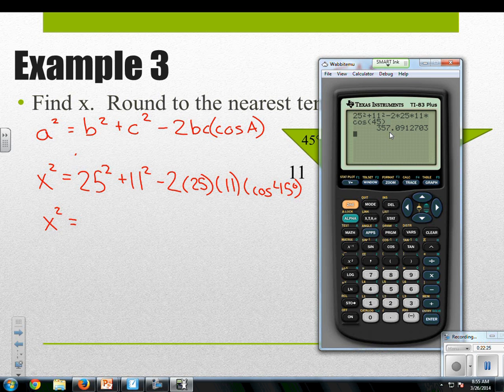Try again, then. I got 357.09. Yep. So we don't have to add any parentheses in there. A lot of times, Ryan, you need to interject parentheses whenever you're doing division, to tell it what's in the numerator and what's in the denominator. Now we have to take the square root, because that's x squared, isn't it? That's not what we want though.